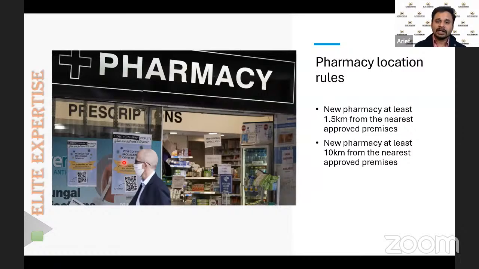Okay, so if the new pharmacy is within 1.5 kilometers of the already approved premises, then we need to give a lot of reasoning why we are starting the pharmacy business over there. And if the new pharmacy is 10 kilometers away from the already approved pharmacy, then there won't be any issue. Let's say, for example, if your friend is running a pharmacy 10 kilometers away from where you are planning to start yours, then there won't be any rejection. They will straight away give you approval to start the pharmacy business in your place. But if it is within 1.5 kilometers, then you need to give a lot of explanation.